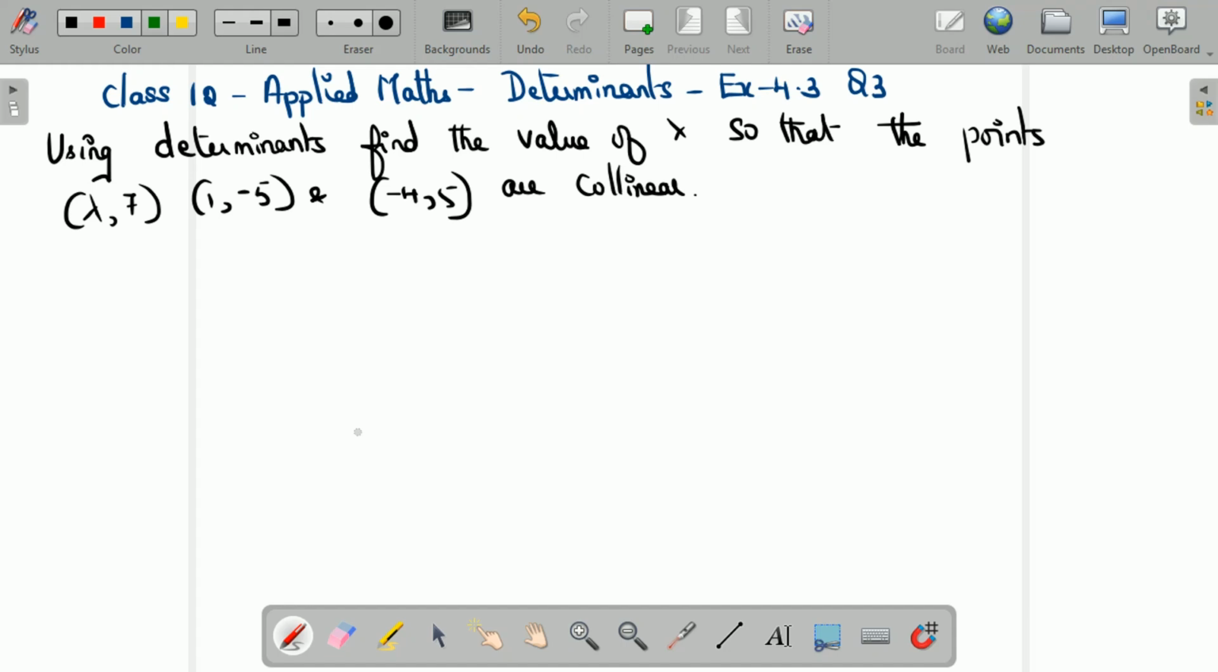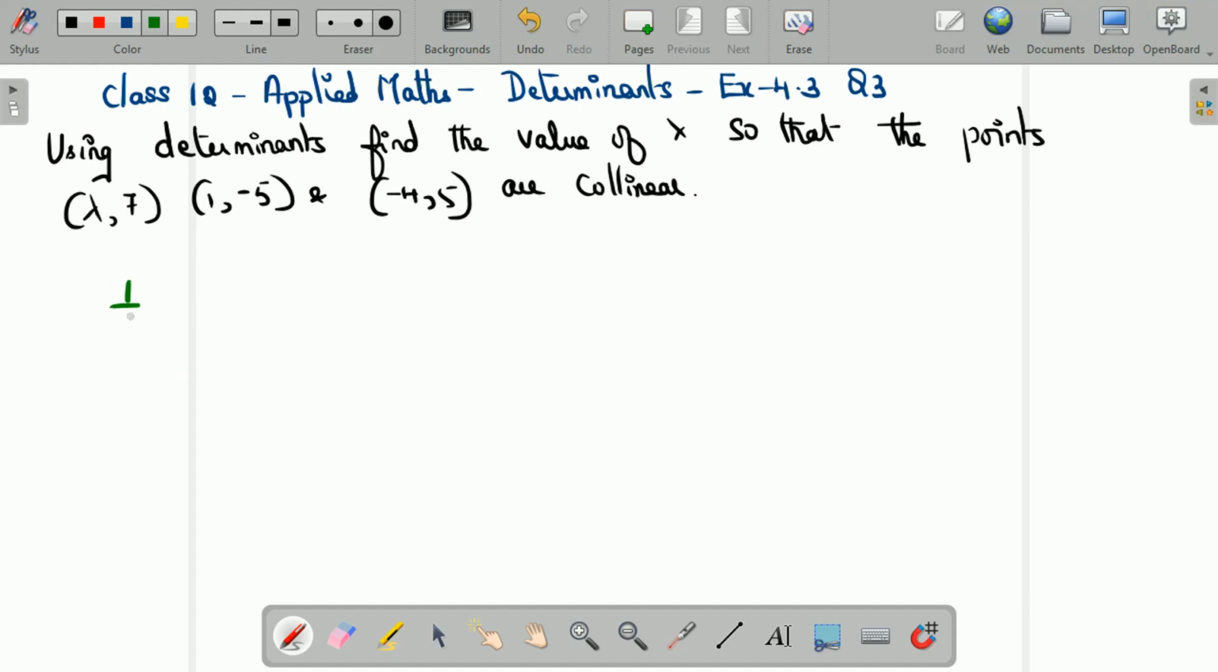In this video, let's find the solution for the third question in exercise 4.3. Using determinants, find the value of lambda so that the points (lambda, 7), (1, -5) and (-4, 5) are collinear. We know that 3 points are considered collinear means that, if we treat these points as vertices of a triangle, the area of the triangle is going to be equal to 0.